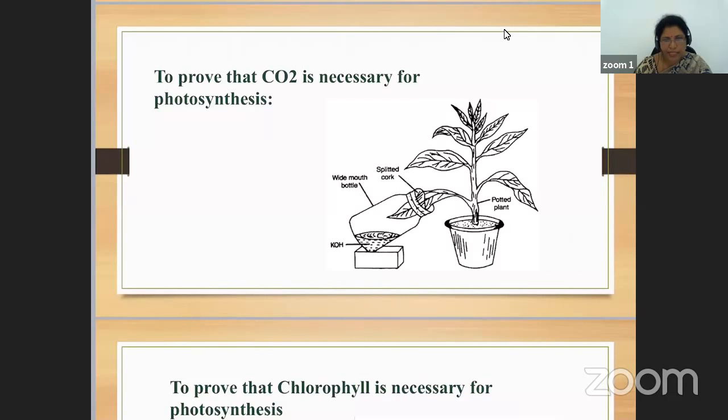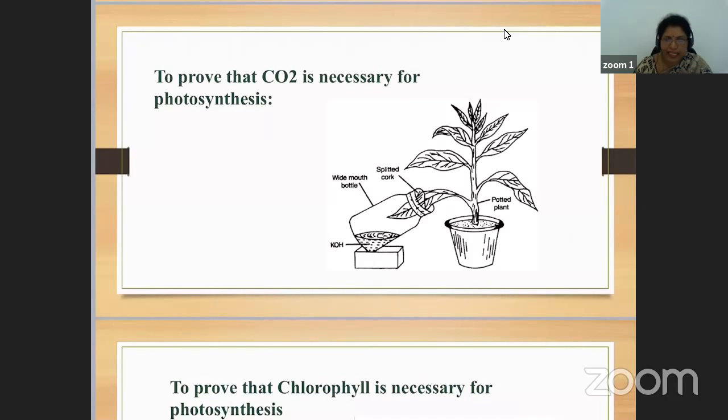Then after some time, the leaf is separated from the plant and tested for starch. It was observed that after boiling in water to kill the cells, then boiling in alcohol to remove the chlorophyll, then iodine drops should be put on the leaf. The part of the leaf which was inside the bottle did not turn blue-black, and the part of the leaf which was outside the bottle turned blue-black.